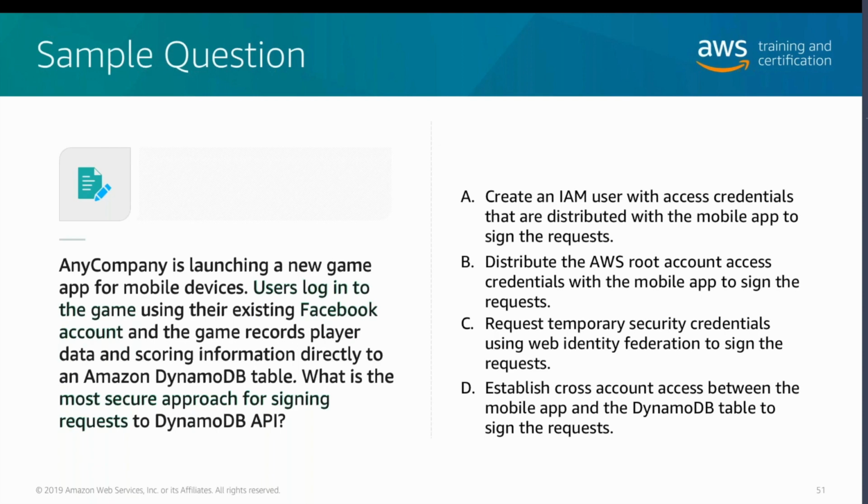So this is testing our knowledge of authenticating users that might be external to our organization. And it looks like it's telling us they're going to use Facebook to authenticate. So do we want to create an IAM user with access credentials that are distributed with the mobile app to sign requests? Well, that's creating an IAM user for every user that downloads our app. No, I don't like that.